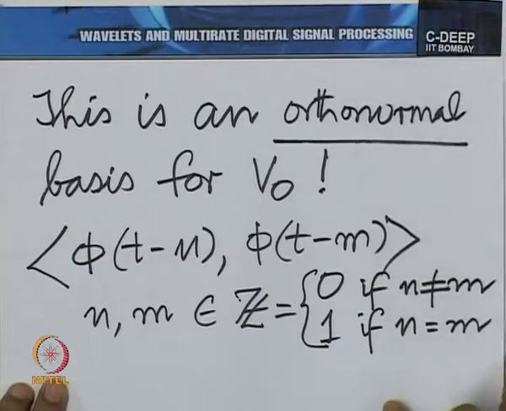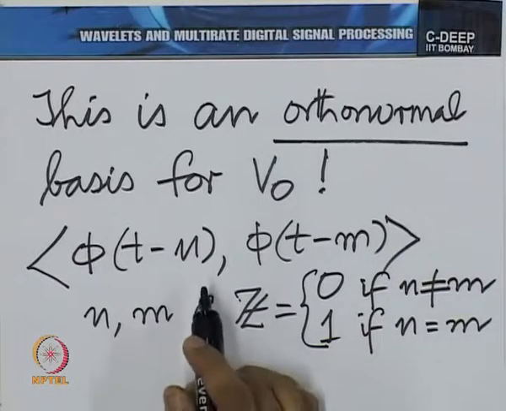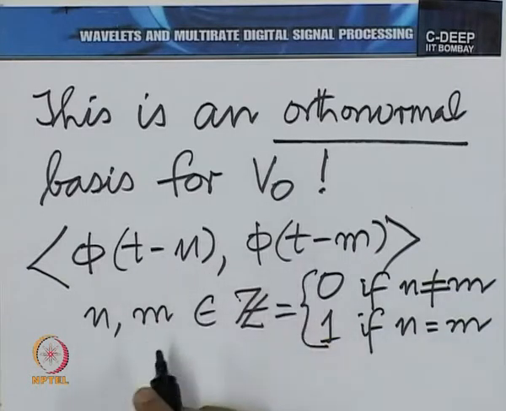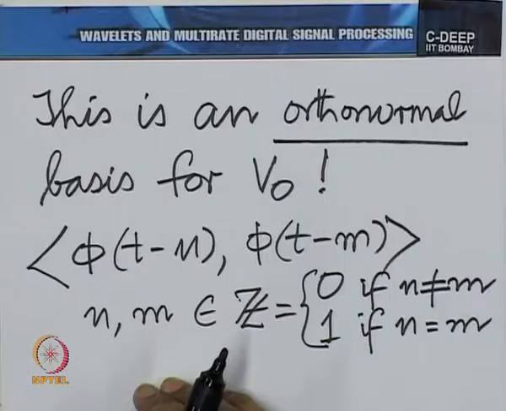All that you need to do is to calculate the integral in the product. After all, phi of t minus n and phi of t minus m are in fact non-overlapping when n is not equal to m. And if n is equal to m, they overlap completely, and then of course, the integral is just the integral of a rectangle of unit height over unit length. So, it is 1.